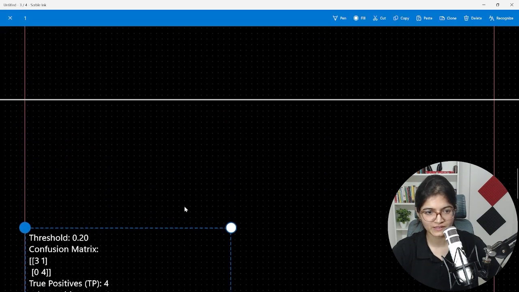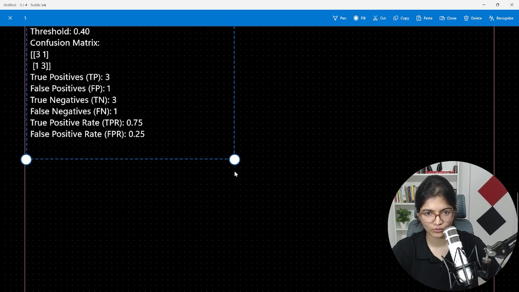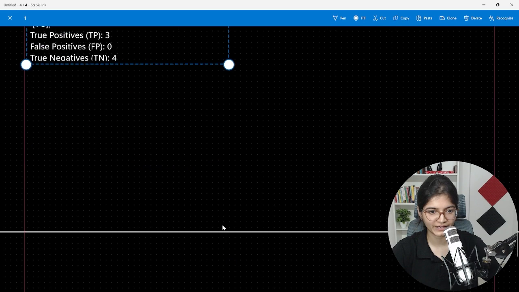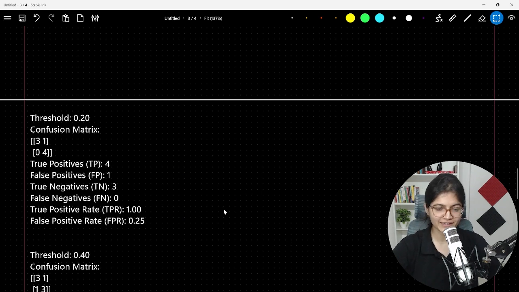So let me do one thing. Let me start from the above part, and then if I take it down, we will be able to have all the values. So yep, this is how our values look like. Okay, so here you can see one thing.